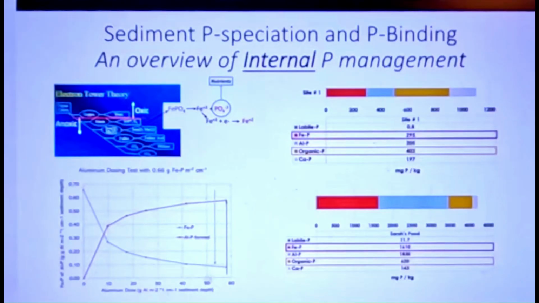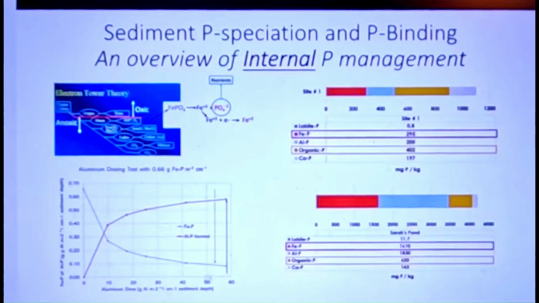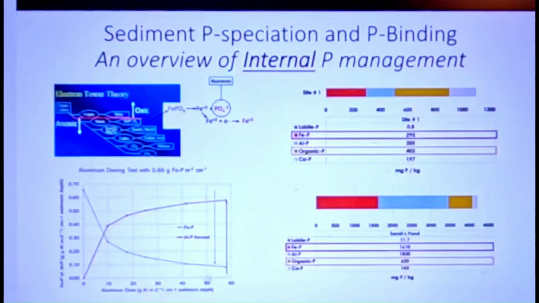And the graph at the bottom left shows what happens when you dose aluminum to the sediment. We don't get this surplus of aluminum-bound phosphorus from organic. It's an exchange. Aluminum takes the place of iron. So in situations where we have a lot of organic-bound phosphorus, the aluminum taking up the iron doesn't necessarily solve our problem. And this is important going forward.